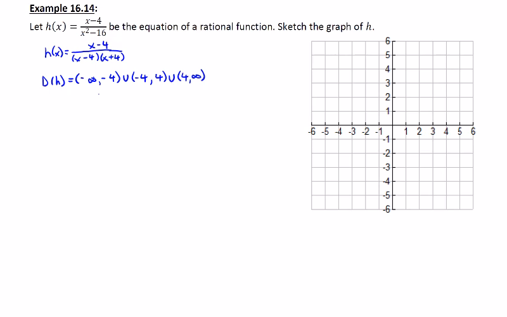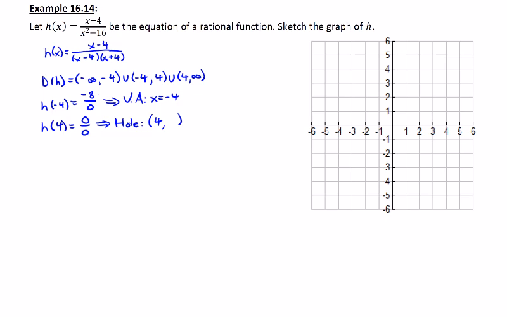So let's start with negative 4. So h of negative 4, that's going to end up getting me negative 8 over 0. So that is undefined. That would imply that there is a vertical asymptote located at x equals negative 4. Then I'm going to test out positive 4, h of 4, and that is going to give us 0 over 0. That implies that there is going to be a hole located at 4 comma something.